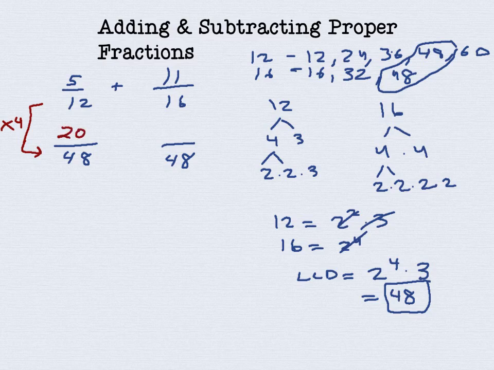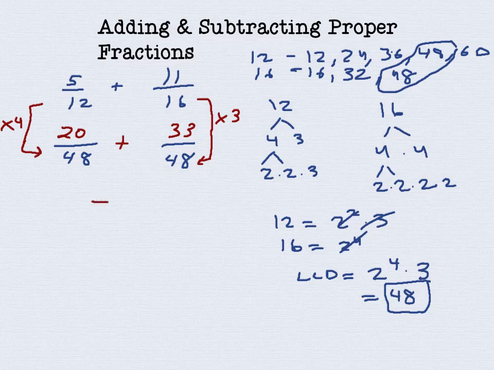16 goes into 48 3 times. So therefore, multiply the numerator of 11 by 3, and you get 33 over 48. So these two fractions are identical in that they are equivalent. One is a more reduced form than the other.